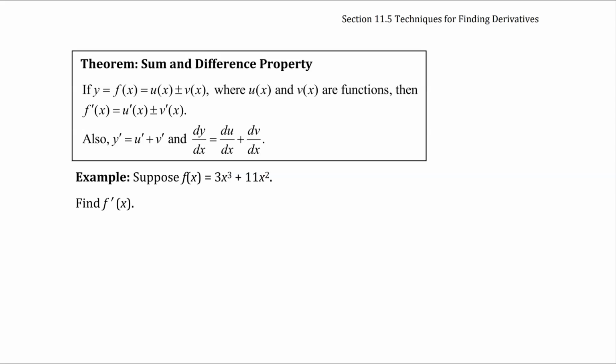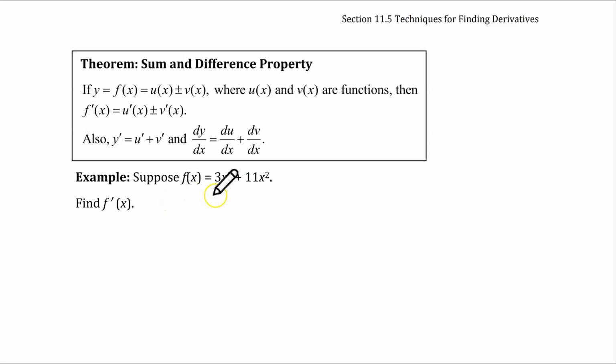The next property is called the sum and difference property. The sum and difference property enables us to find the derivative of a function that is a sum or difference of two other functions. So to do that, we can just distribute the derivative over addition or subtraction. So the derivative of u of x plus or minus v of x is just equal to the derivative of u plus or minus the derivative of v.